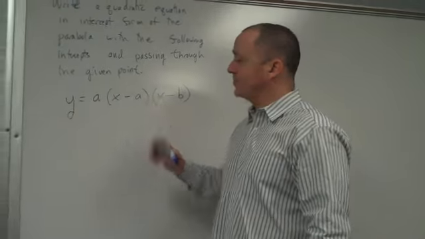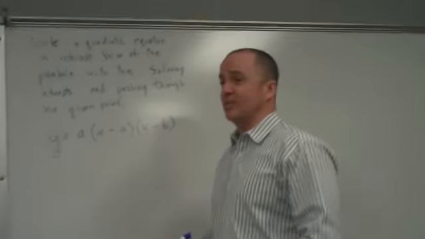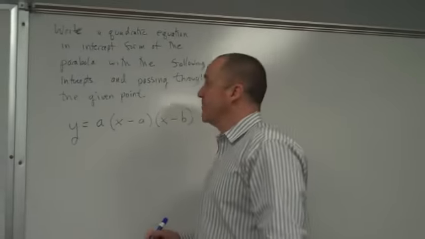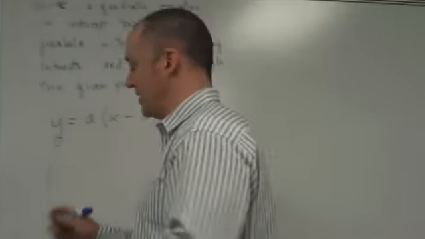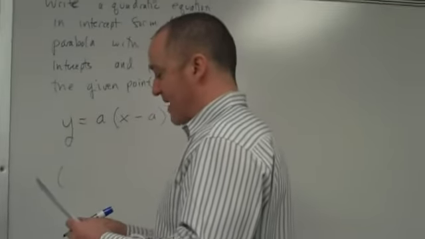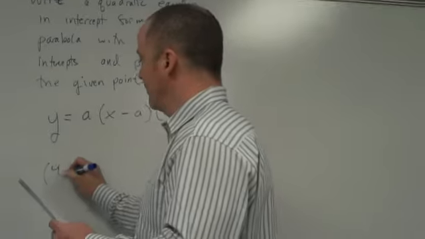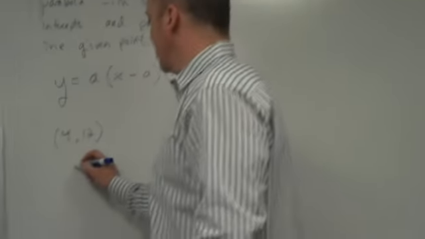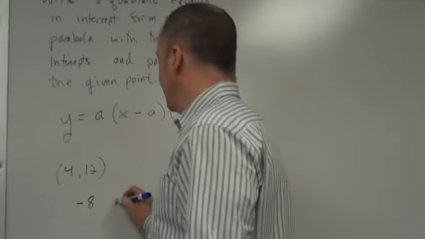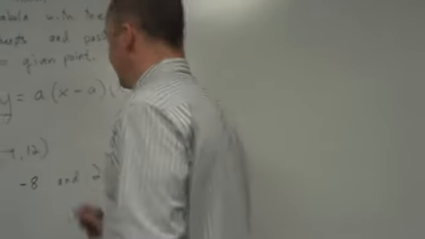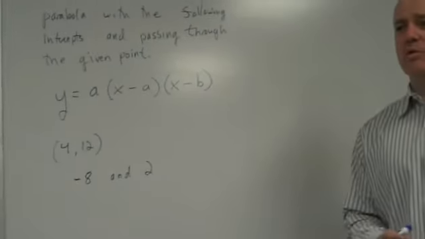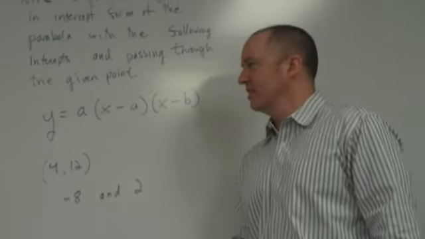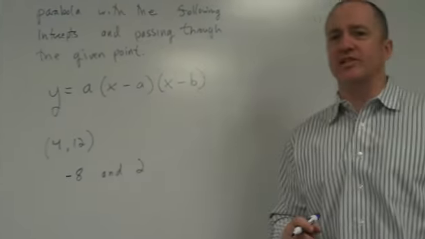Well, here's what happens with this. If I tell you that a parabola passes through the point (4, 12), okay? And the intercepts are at -8 and 2. Remember what we did to find intercepts? And who thinks they can work backwards to this?